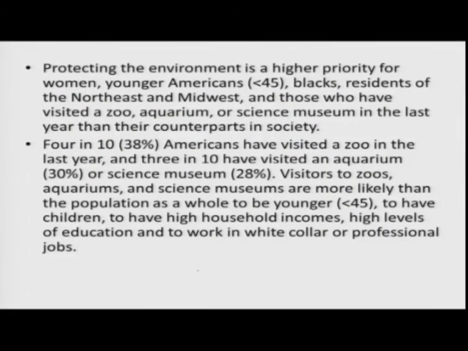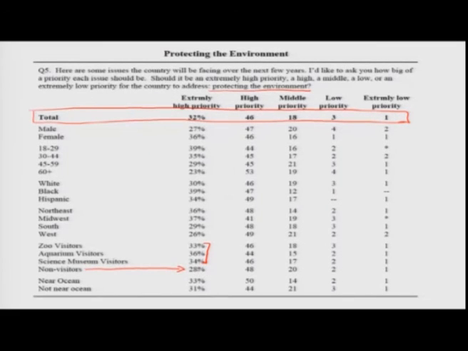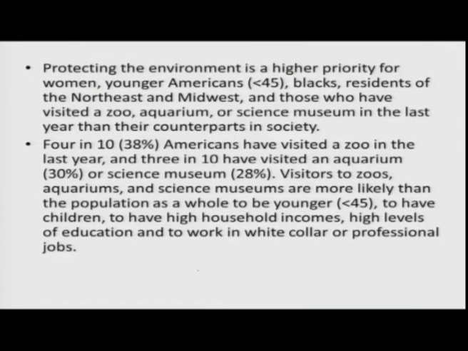Now, this particular table is explained here. Protecting the environment is a higher priority for women, younger Americans less than 45, blacks, residents of the northeast and midwest, and those who have visited a zoo, aquarium or science museum in the last year than their counterparts in society. So, a very neat way of summing up the findings.